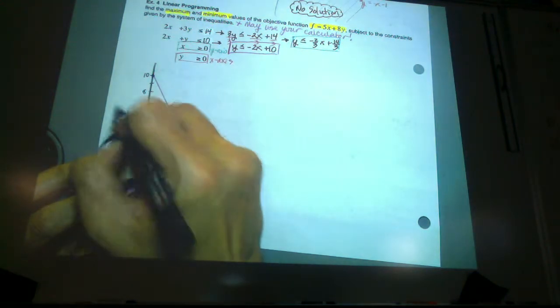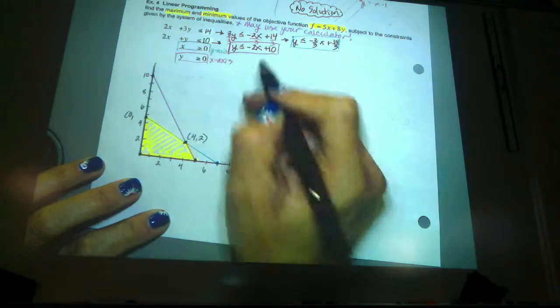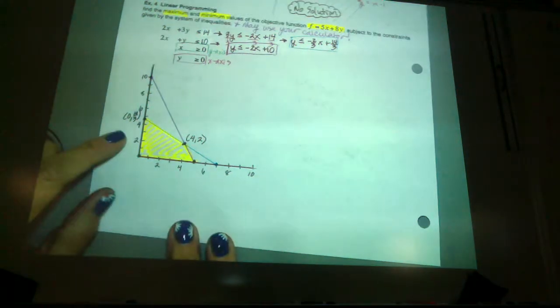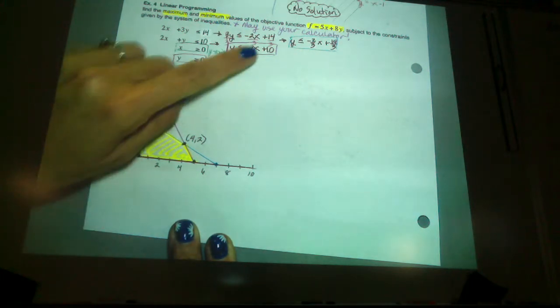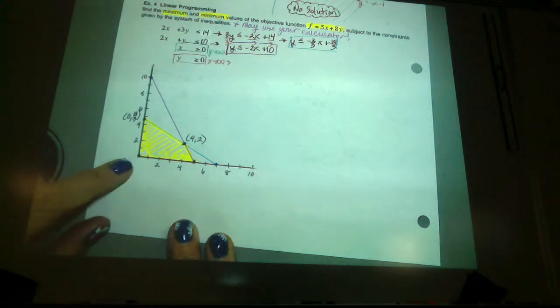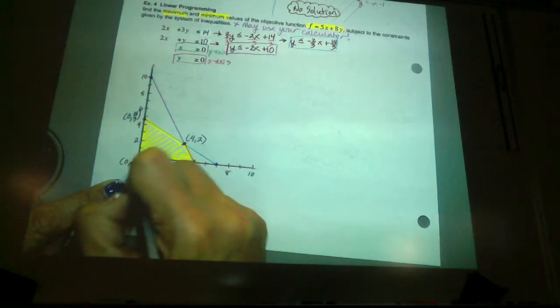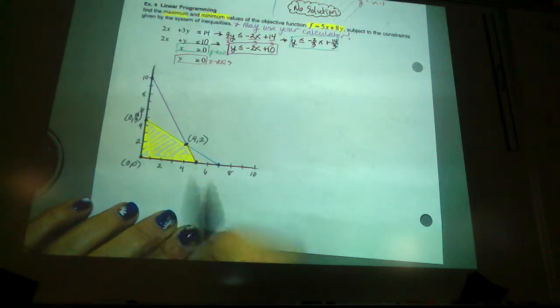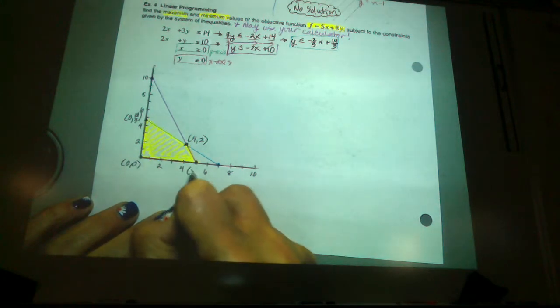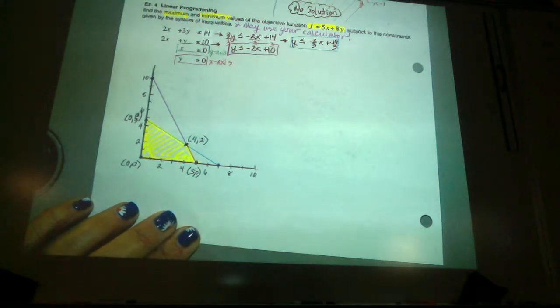So this vertex right here is 0, 14 thirds. Where did I get the 14 thirds from? Wasn't that my y-intercept of the blue line? Right? And then this point right here is the origin, 0, 0. What's this point here? 5, 0. And so those are critical values.